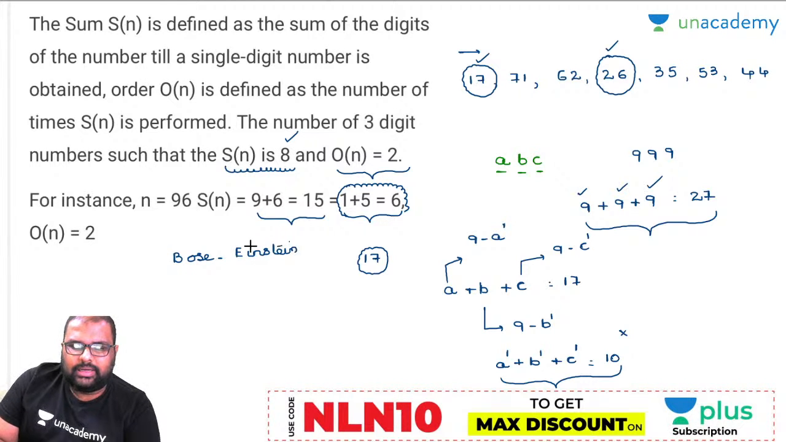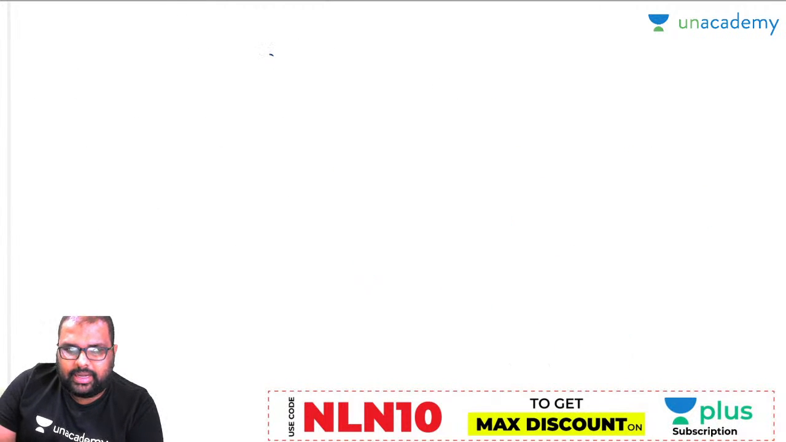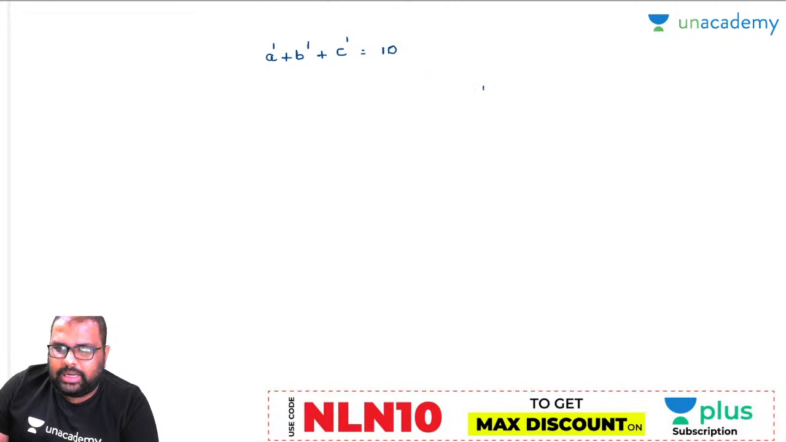Now there are 10 blocks and there are 3 persons. I will write down in the next slide. A dash. What is the answer there? A dash plus B dash plus C dash is equal to 10. Now by using the Bose-Einstein apparatus, let me know how many numbers can be possible? There are 3 members, 2 partitions are needed. 12 factorial by 10 factorial into 2 factorial, right? And is your answer 66?